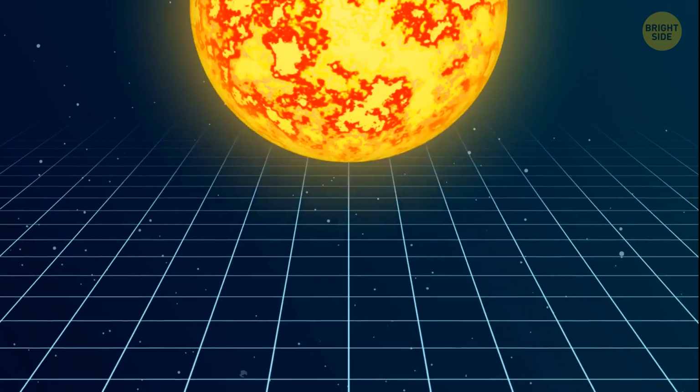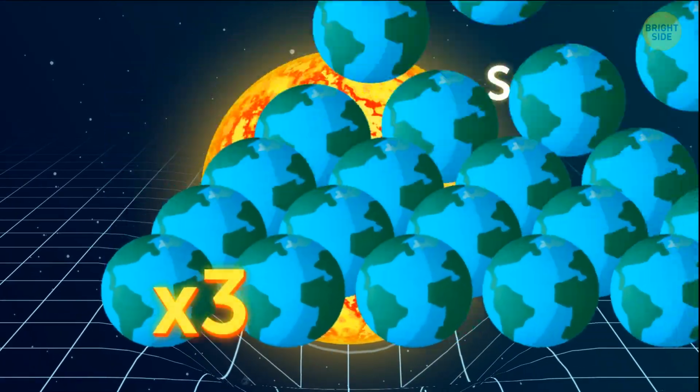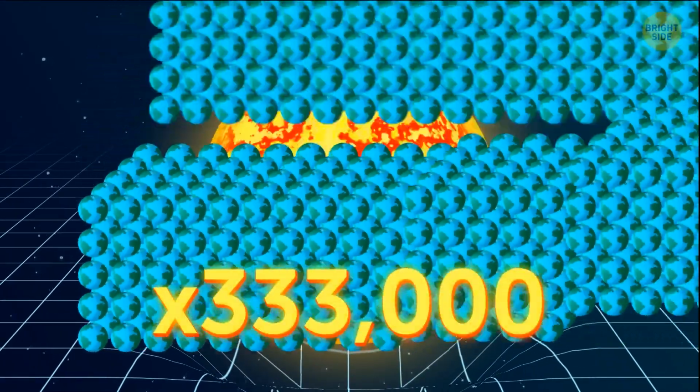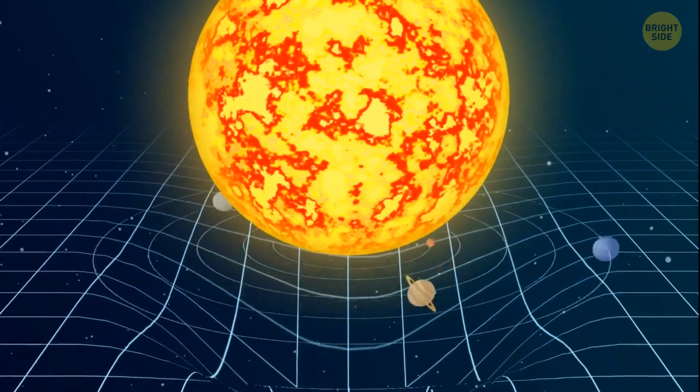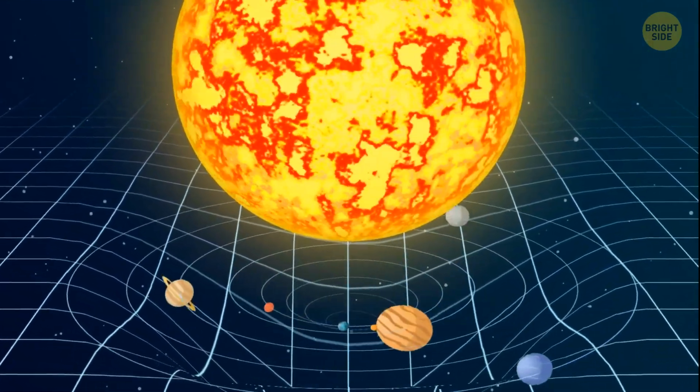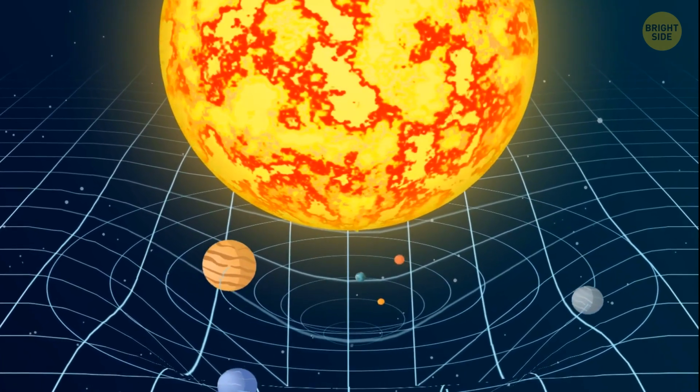By comparison, here's the Sun. It's almost 333,000 times heavier than the Earth, so it makes a really big funnel. So big that all the planets in our solar system move around that star inside that funnel.